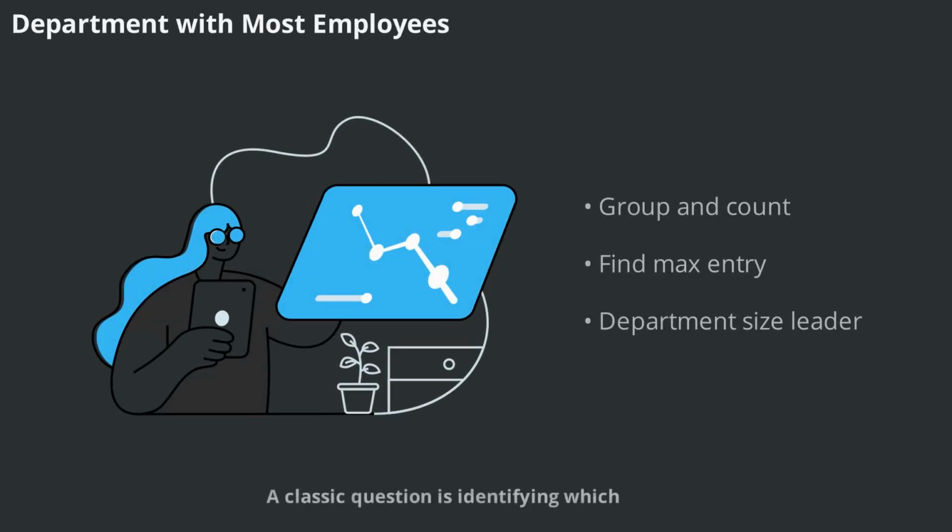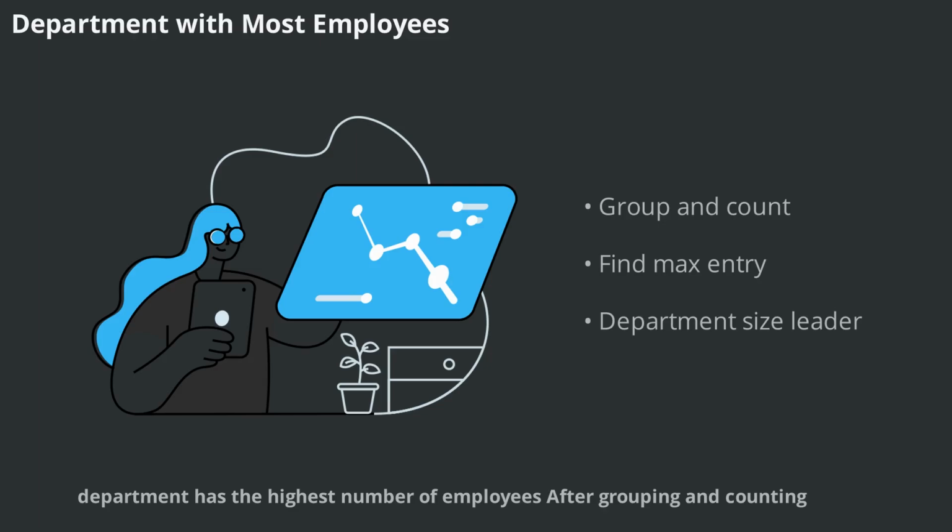A classic question is identifying which department has the highest number of employees. After grouping and counting, you can find the entry with the maximum count. This is a practical example of combining multiple stream operations for business insights.